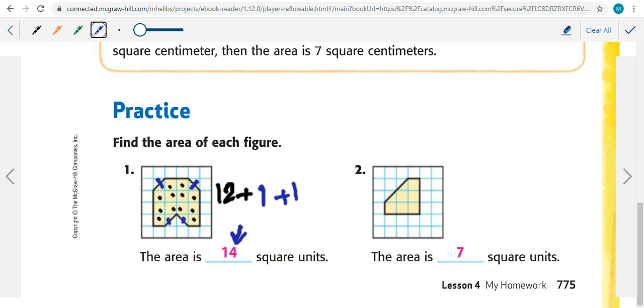Now, next one, number 2. First, we count the whole ones. The answer is 7, as you can see, but let me explain you why. The first step is to count the wholes. Los enteros. 1, 2, 3, 4, 5, and 6. Plus, how many halves do we have? 1 and 2. And that makes 1. When I say halves, significa que es la mitad del cuadrito de un entero. And if we have 2 halves, that makes 1. So the answer is 7 square units.